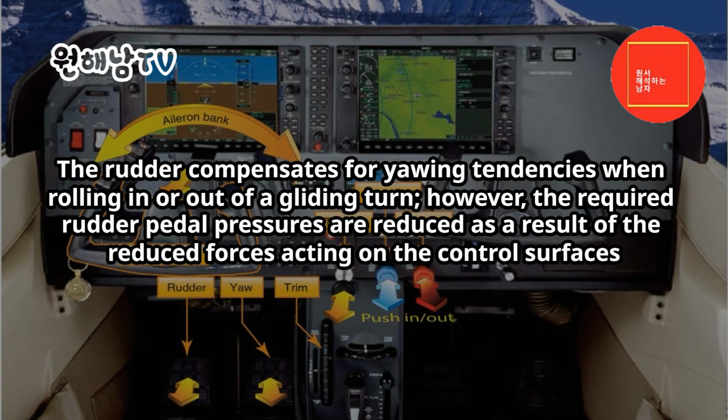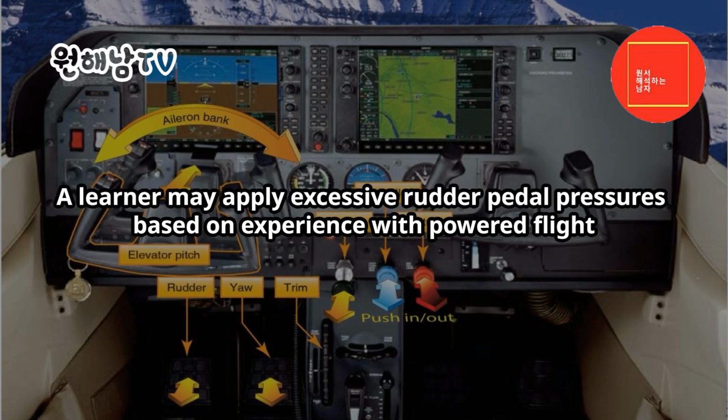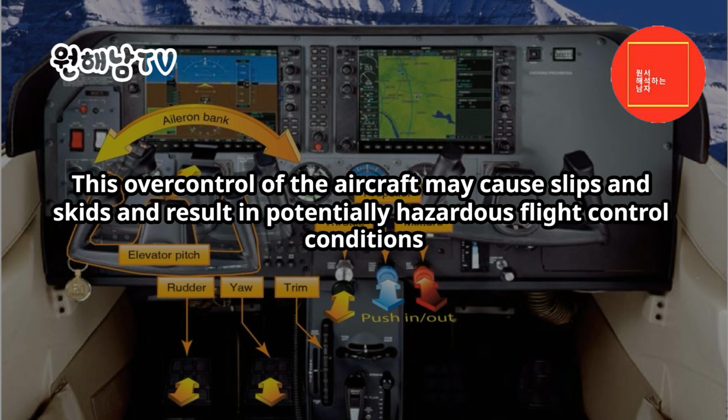The rudder compensates for yawing tendencies when rolling in or out of a gliding turn. However, the required rudder pedal pressures are reduced as a result of the reduced forces acting on the control surfaces. A learner may apply excessive rudder pedal pressures based on experience with powered flight. This overcontrol of the aircraft may cause slips and skids.